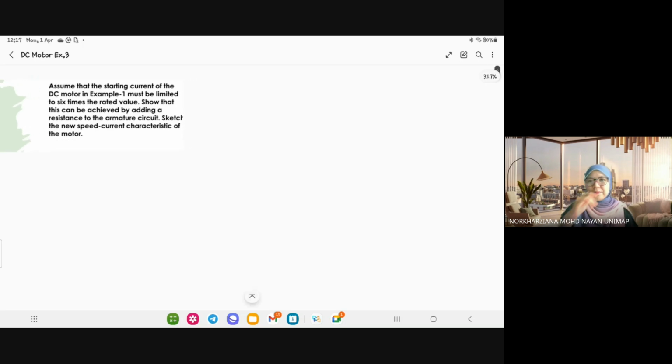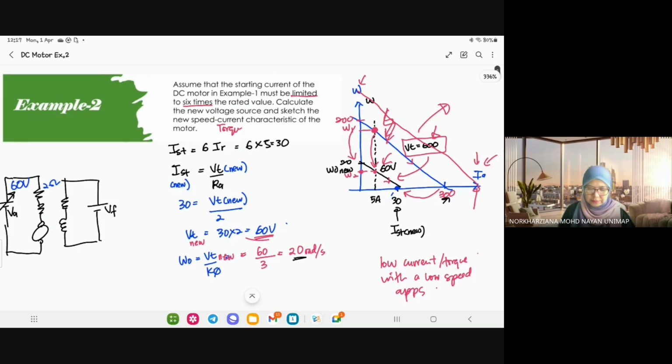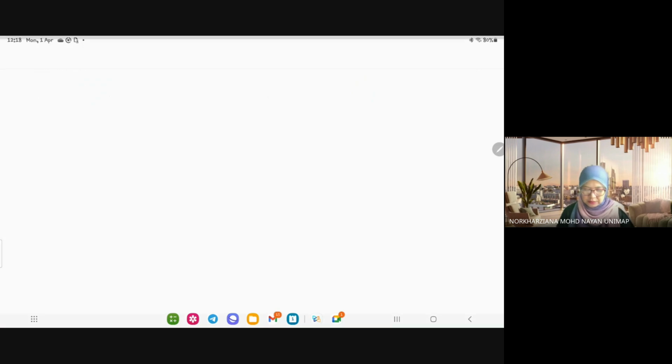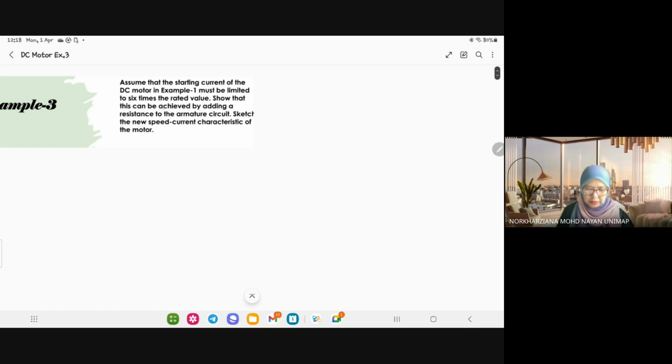Assume that the starting current of DC motor must be limited to 6 times. Dia sama je. Example 2 dia cakap apa? Starting current limit to 6 times. Okay, sama. Next, show that this can be achieved by adding resistor. Oh, okay. Example 2, kita adjust armature.